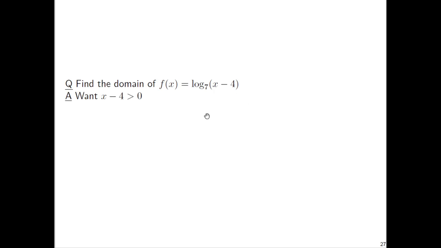So we want x minus 4 greater than 0. Add 4 to both sides. We want x greater than 4. So that domain's not so bad to state, yeah? Parenthesis 4 comma infinity parenthesis. But let's look at a more challenging example then.